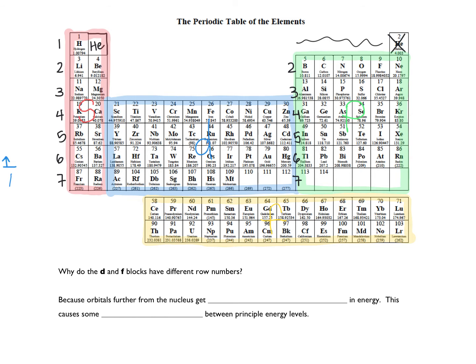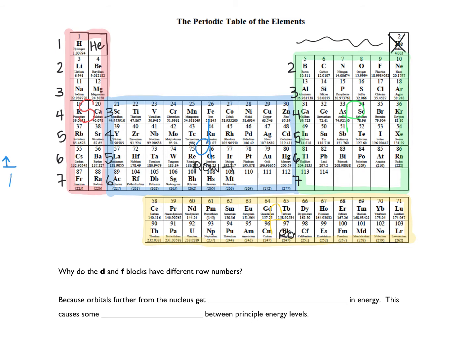The D block is a little bit weird. That's row -1. So even though this is the 4th row, it actually gets a 3, and so on. So 3, 4, 5, 6. The F block is really weird.